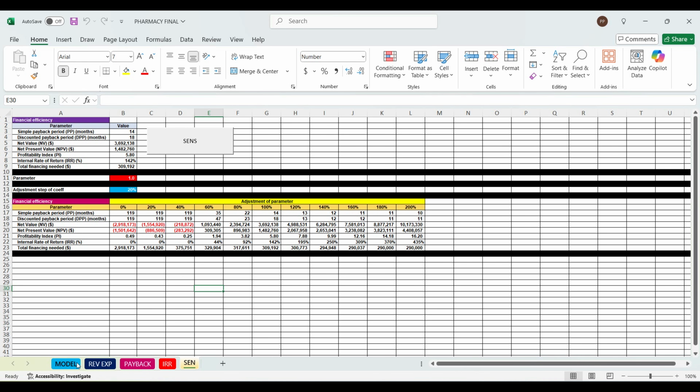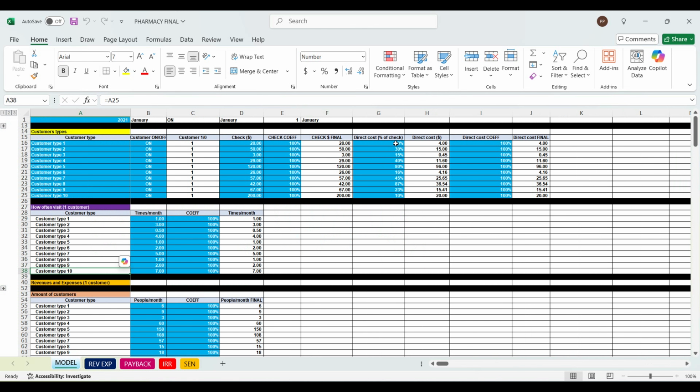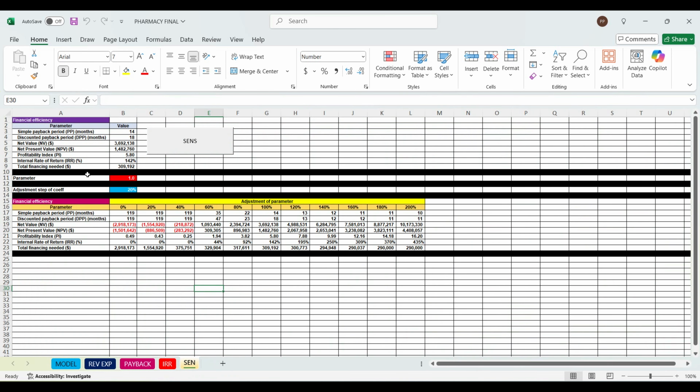So as you can see, you can add this parameter to any input and you will be able to see how this or that parameter affects the financial efficiency of your business idea in this or that scenario. So I hope you enjoyed this pharmacy financial model overview.